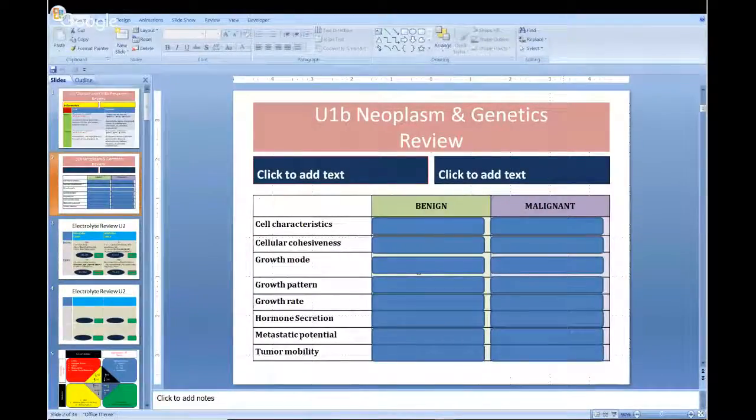Okay, are you guys seeing the second slide, Unit 1 Bravo, Neoplasm and Genetic Review on your screens? Yeah. Can you see it?